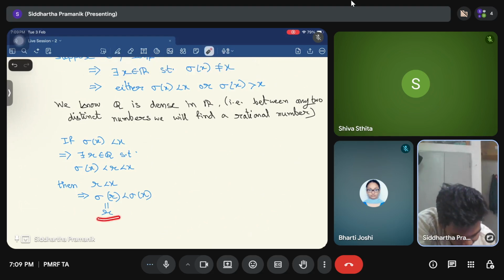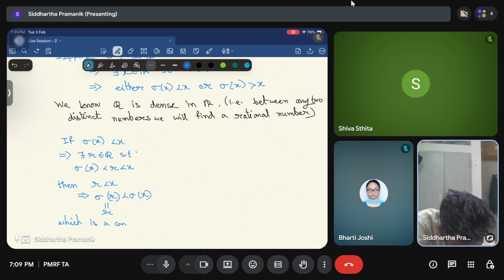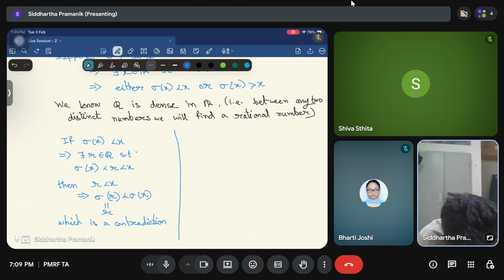So here we are getting r is less than sigma x, and here we are getting sigma x is less than r. So this is a contradiction. Okay, so this is not possible. Sigma x cannot be less than x. On the other hand, if x is less than sigma x, then similarly we will find another rational number between these two. So x is less than s, which is less than sigma x.